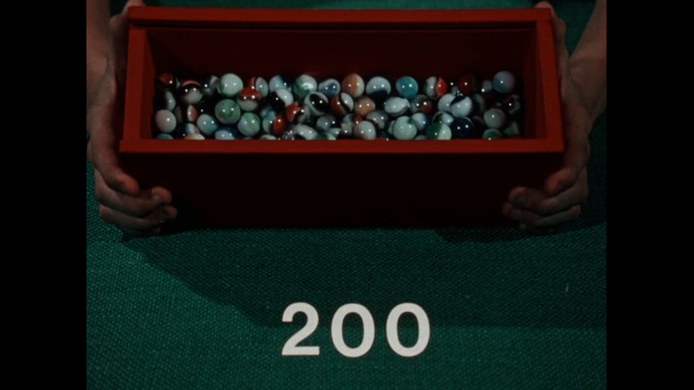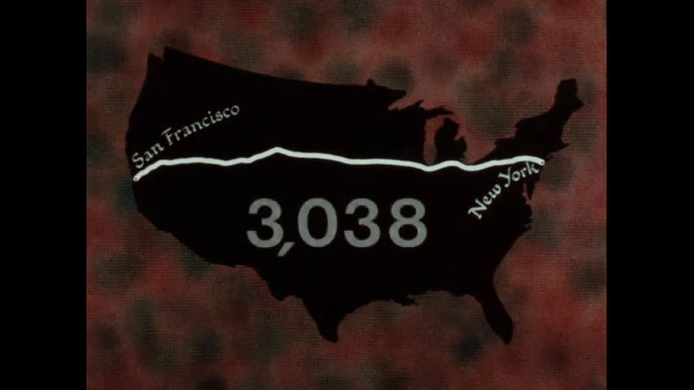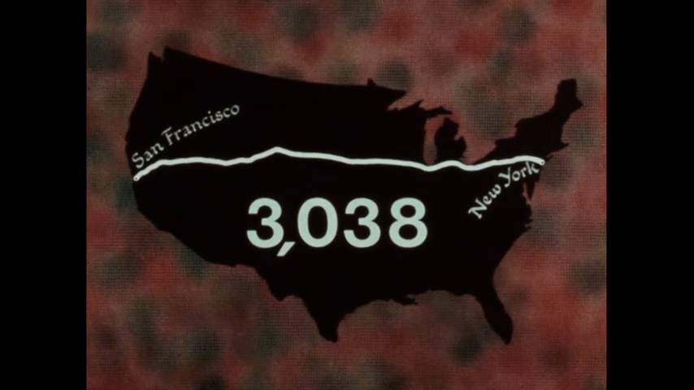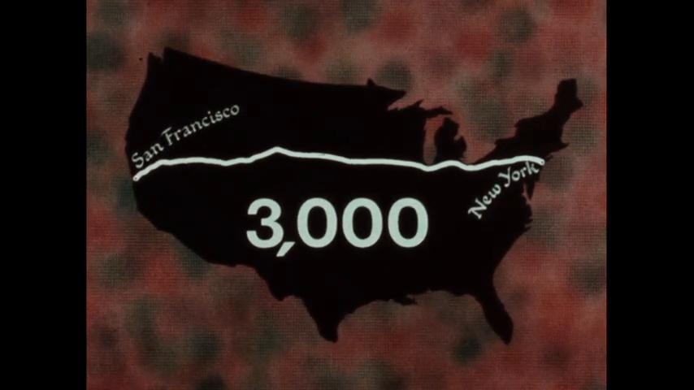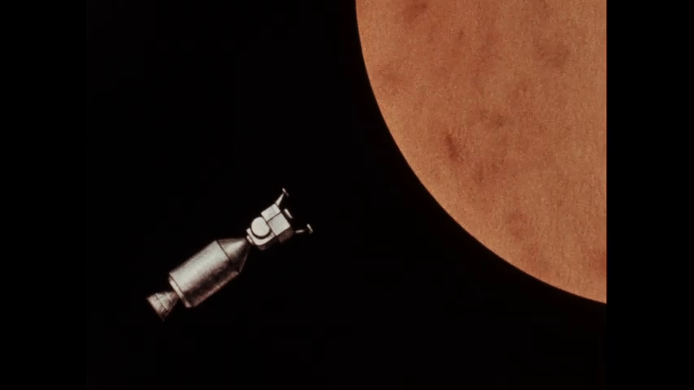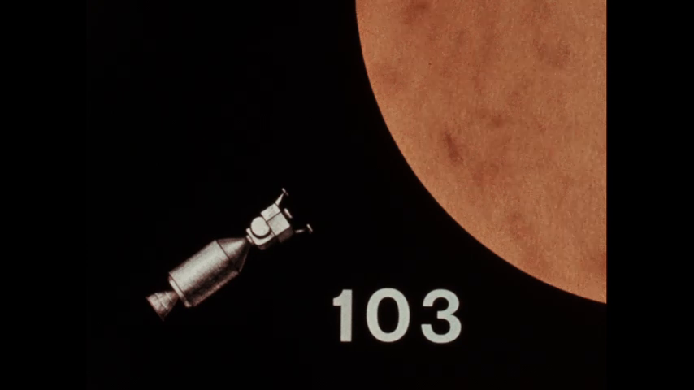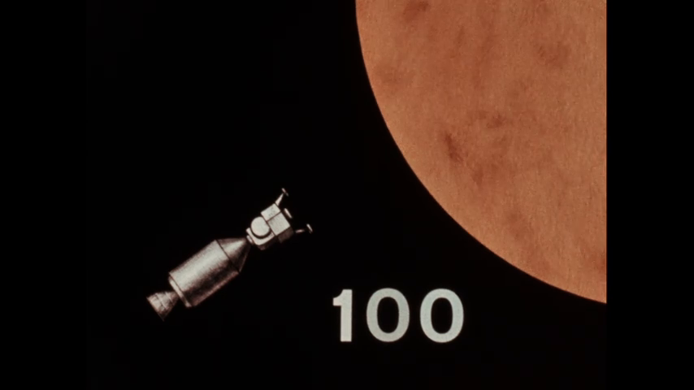It's often done. The distance you'd have to drive to get from New York to San Francisco is 3,038 miles. But people often round it off to about 3,000 miles. Man's first trip to the moon took 103 hours. But we might also say it took about 100 hours for the trip to the moon. It's not exact, but it gives a pretty good idea.